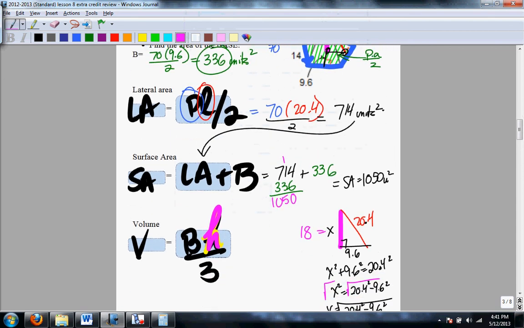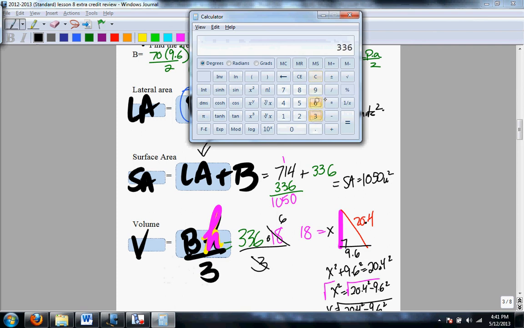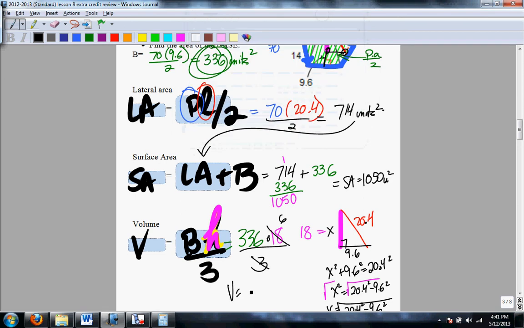Now we circle, plug, chug. So our base is 336. So 336 times that true height, which is 18, divided by 3. 3 goes into 18 6 times. So I have 336 times 6. And I get 2016. So volume equals 2016 units cubed.